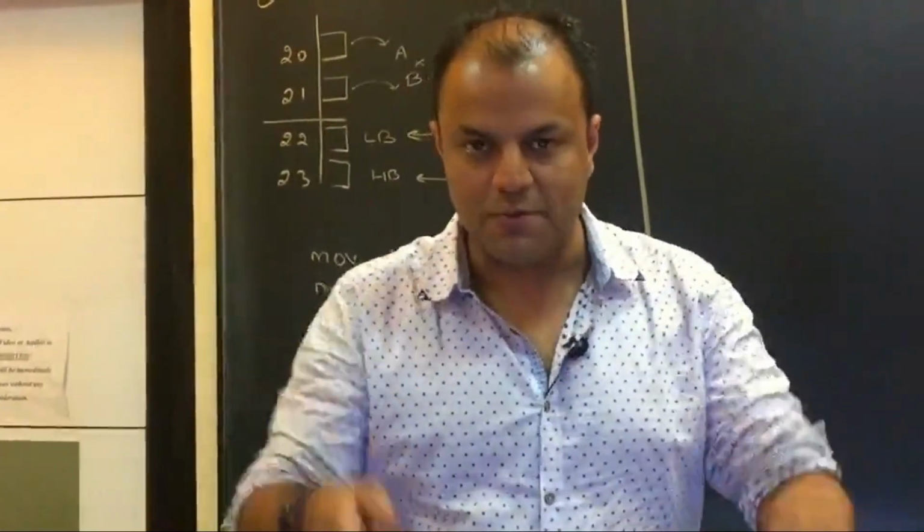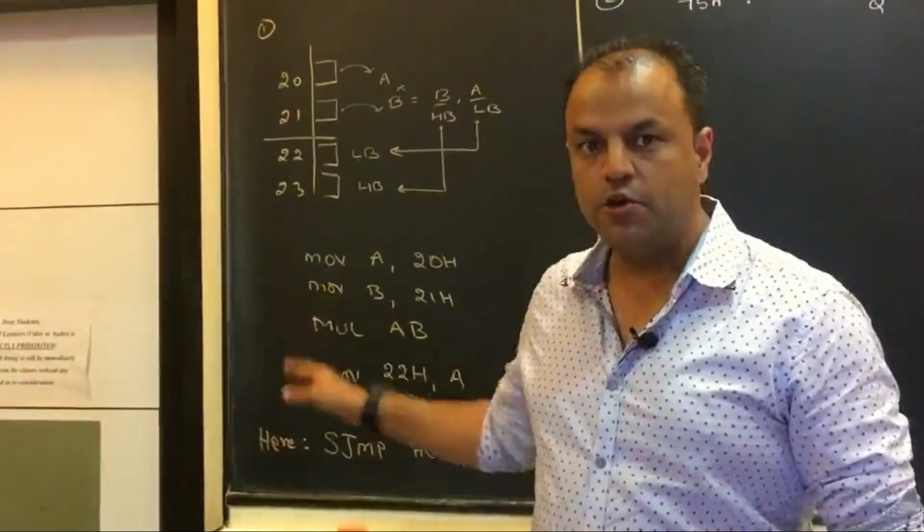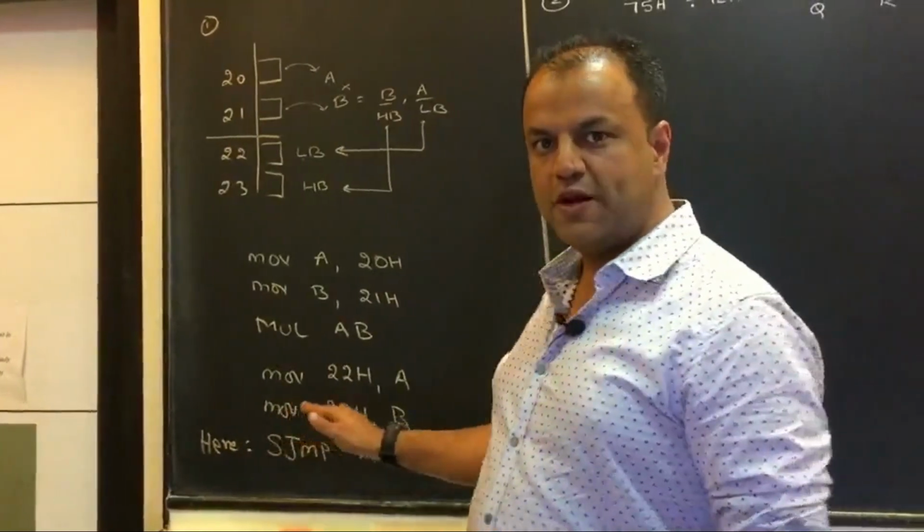When your practicals are over, they come and check the values of the registers. So if the processor starts doing random things, everything else will change. You have to stop the processor. To stop the processor, you write S jump here.